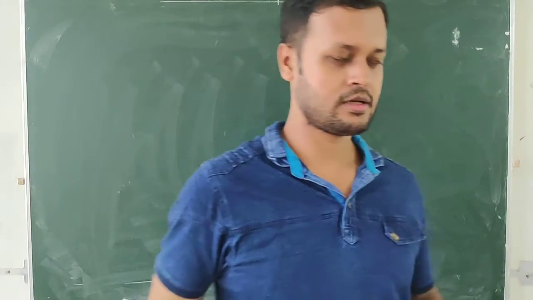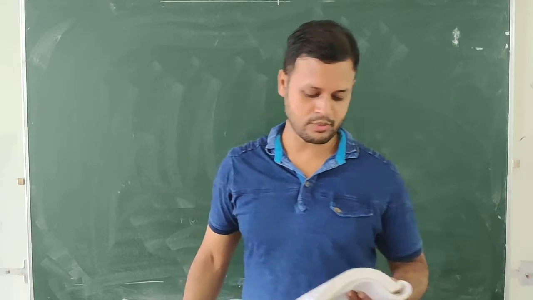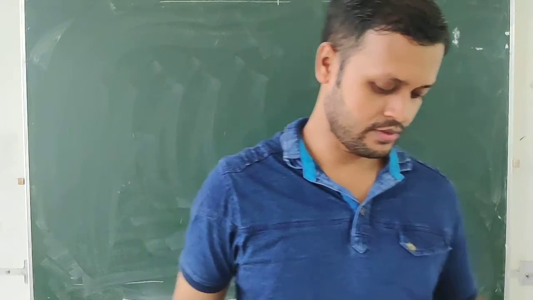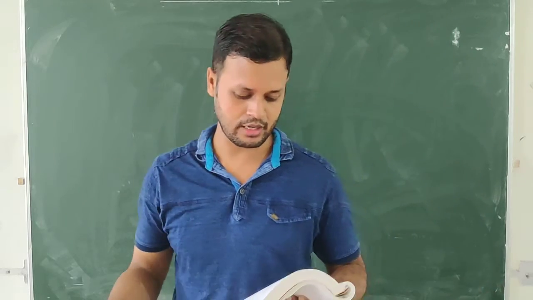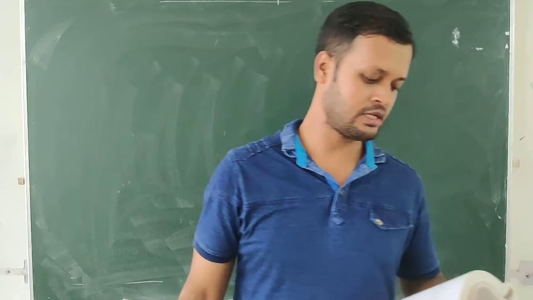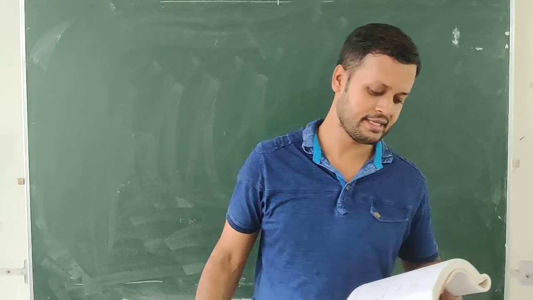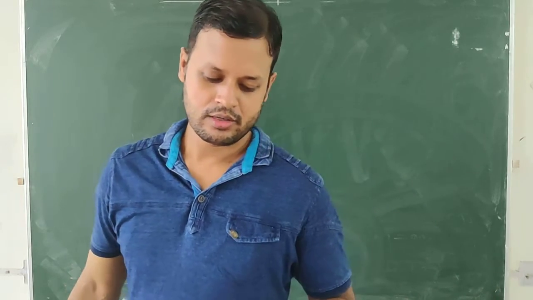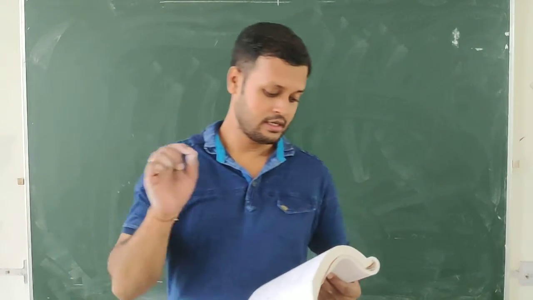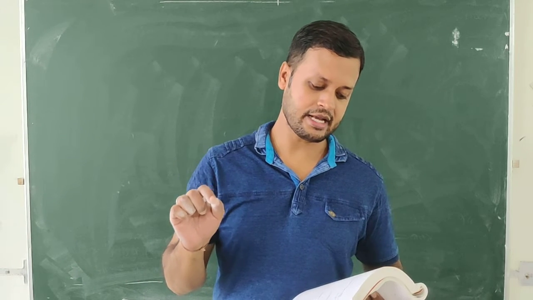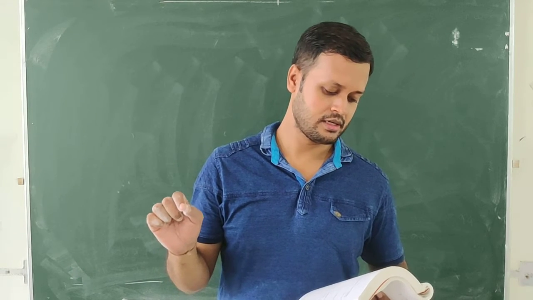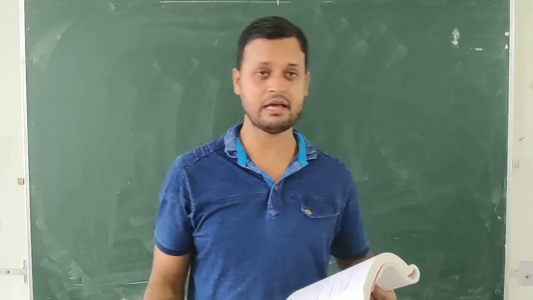So students, we will discuss one more sum that is related to the number of terms, how to consider the number of terms. Divide 56 into 4 terms in AP such that the ratio of the product of their extremes to the product of the means is 5:6.